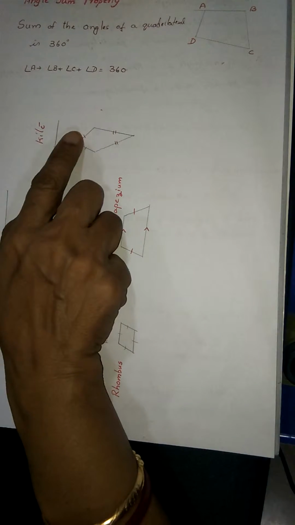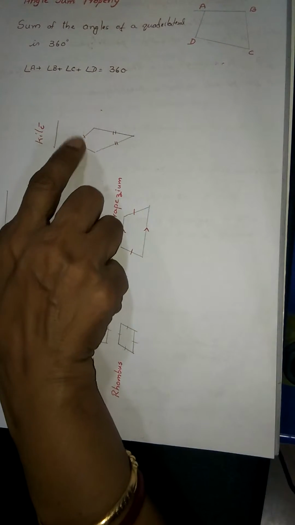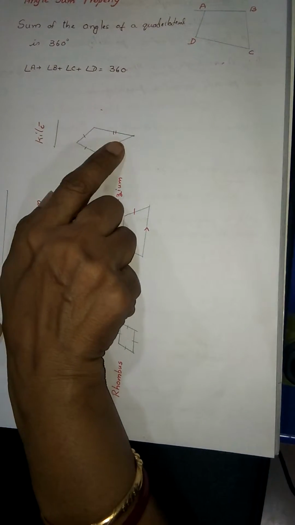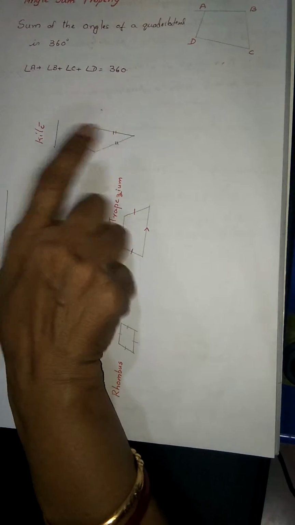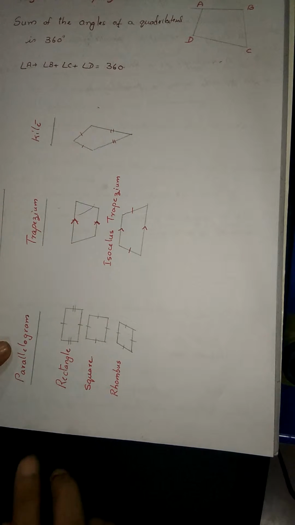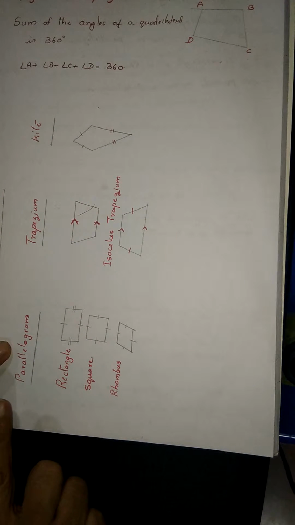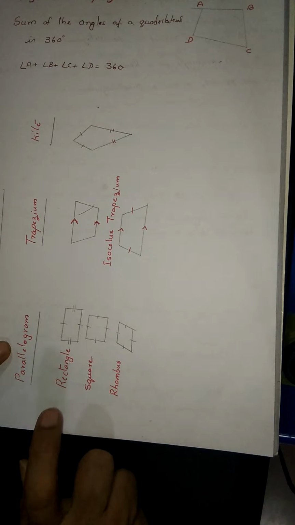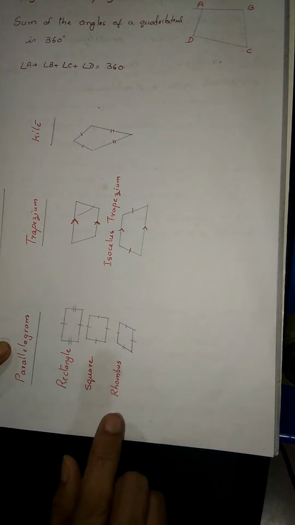Similarly, in a kite, only these 2 adjacent sides are equal. The opposite sides are not equal and they are not parallel either. So, a kite is also not a parallelogram. So, we will learn the properties of a parallelogram, then the special properties of rectangle, square, and rhombus.